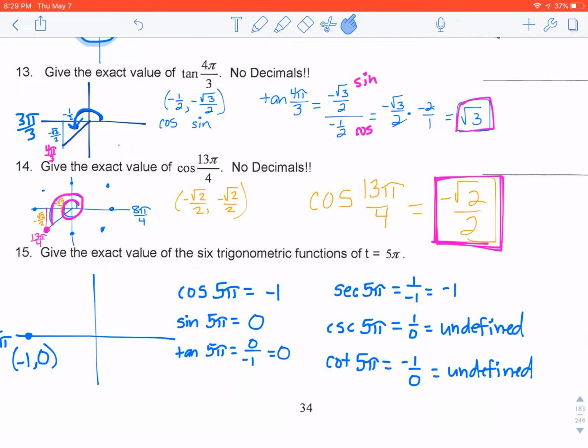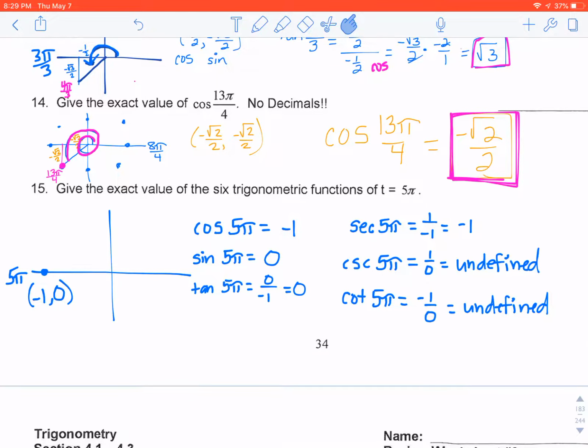All right, the last one on this page, number 15. You're giving the exact value of the 6 trig functions of t equals 5 pi. So first finding your location, 5 pi is right here. That ordered pair is negative 1 comma 0. So your cosine of 5 pi is negative 1. Okay, your secant is negative 1. Your sine of 5 pi is 0.